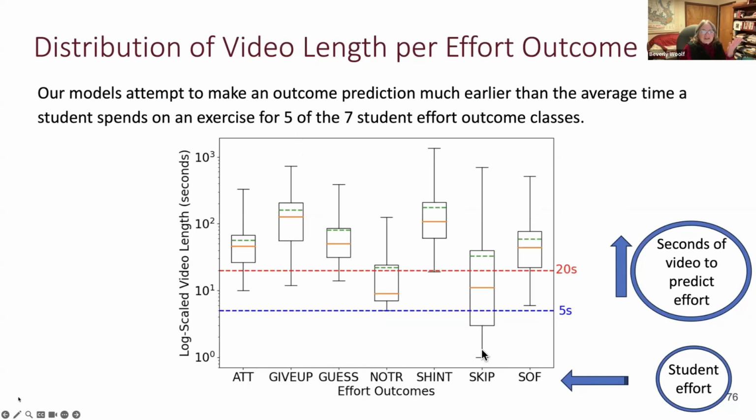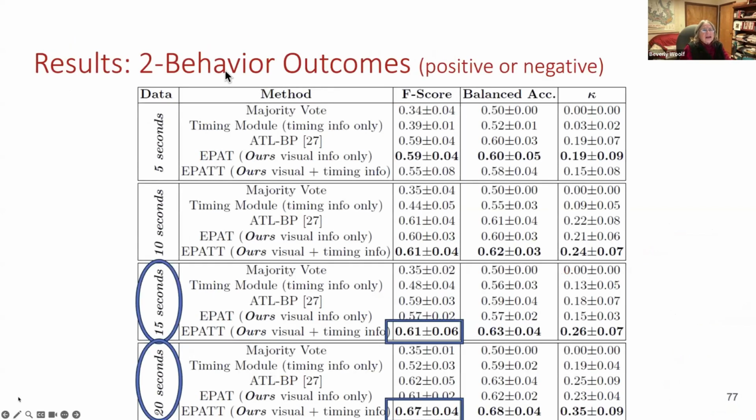So for something like skip, somehow the system can tell right away in 5 seconds that this person is going to skip. You know, maybe they're just going so fast that they're not even reading it. And similarly, for not reading, we can tell right away from their facial expression and their hands that they're not reading it. Whereas these other guys, if they're going to ask for a hint, sometimes it takes longer because they have to think a little bit about it and they're not getting there yet. And this is the same thing.